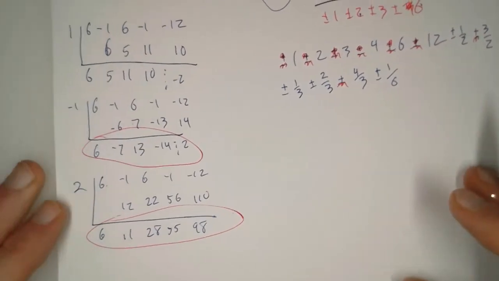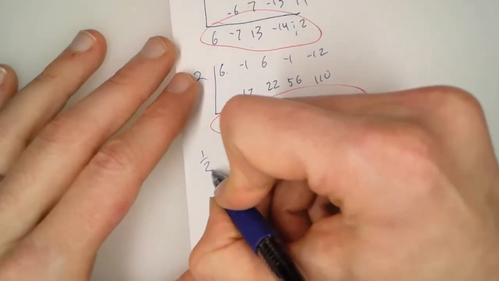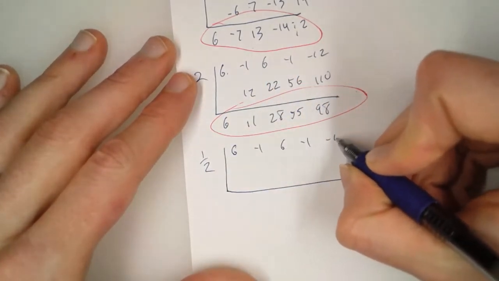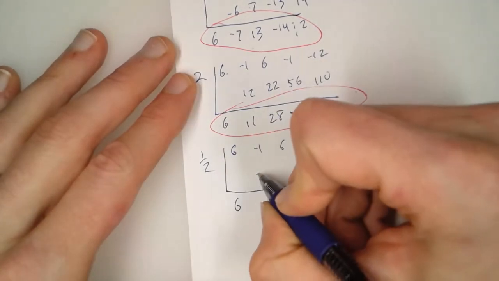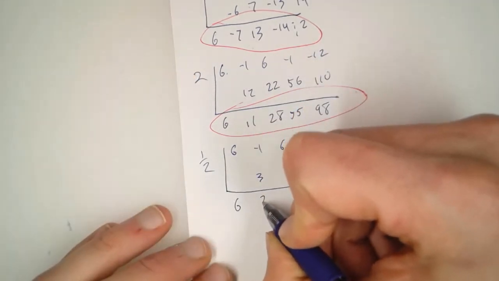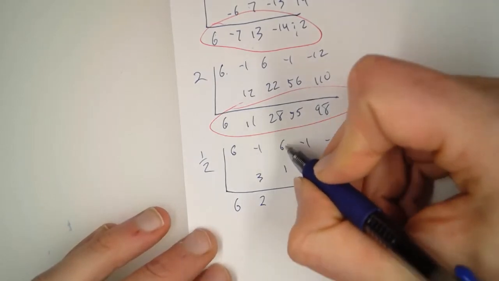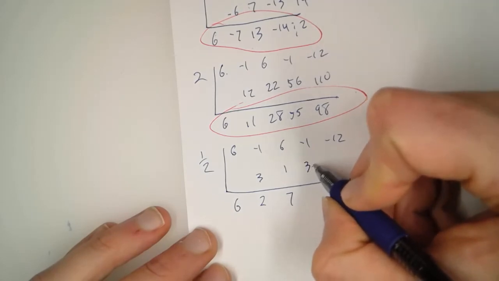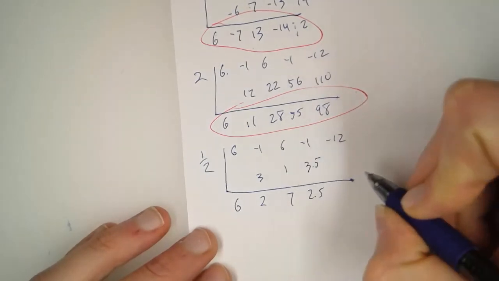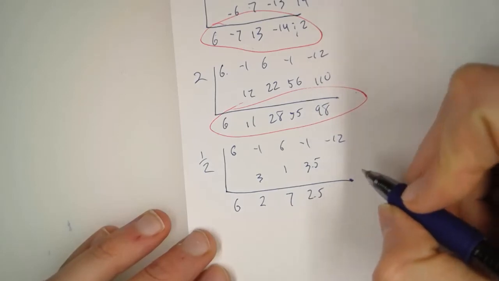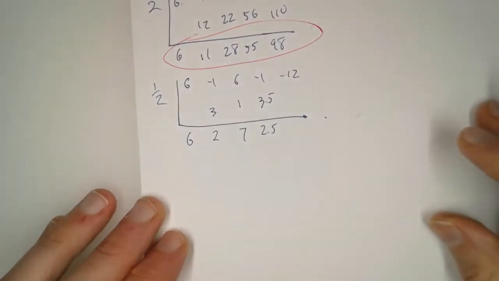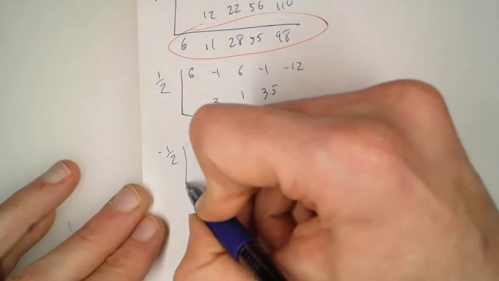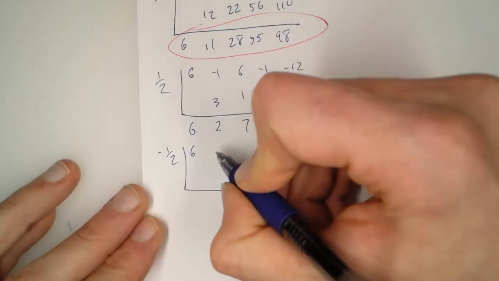So let's try 1/2. Bring down the 6, times 1/2 is 3. 3 and -1 is 2, times 1/2 is 1. 6 and 1 is 7, so that's 7/2. So that's 3.5, so that's 2.5. And that's not going to work. So we can stop right there. And if you know it's not going to work and it's not going to tell you anything, just stop. Doesn't help. So let's try -1/2.